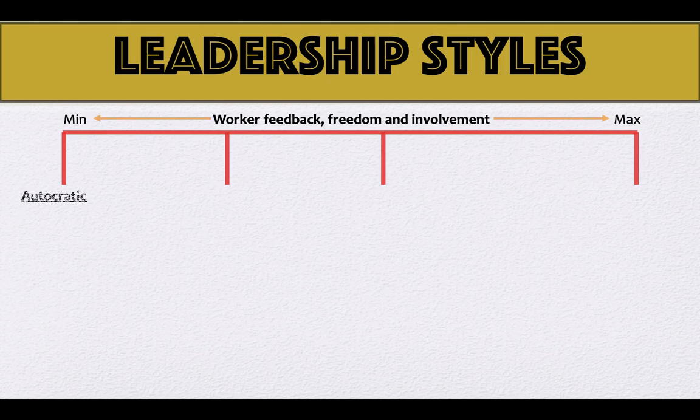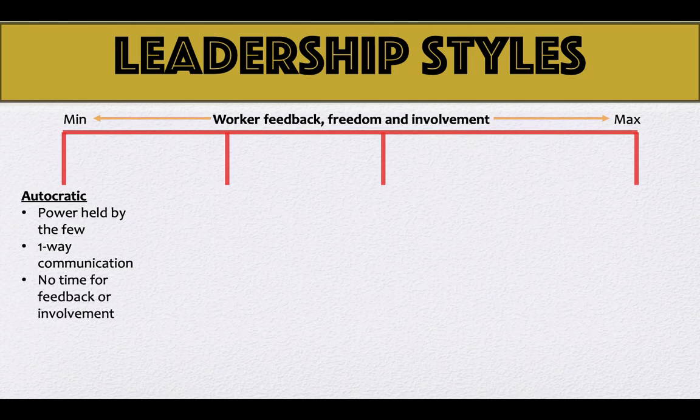Okay, so at the far end of the scale, we've got what's known as autocratic leadership. Okay, so power is held by the few, so the managers hold all the decision-making power. We've got one-way communication, and that's downwards, so down the chain of command, down the hierarchy. So basically, communication is one way. There's no time for feedback or involvement, so workers' opinions and ideas are not considered. The communication comes down the chain of command, so therefore we get very fast and clear instructions. It's very clear what everybody's role is. It's very clear what the business expects from them.